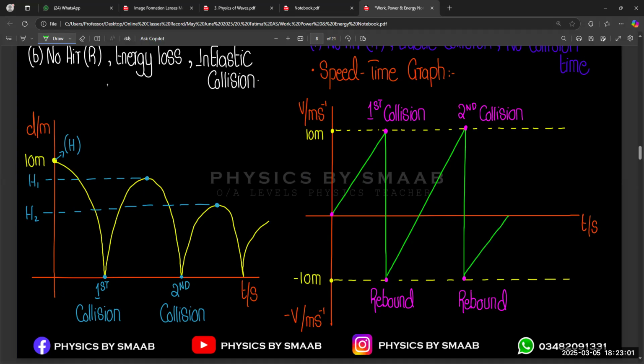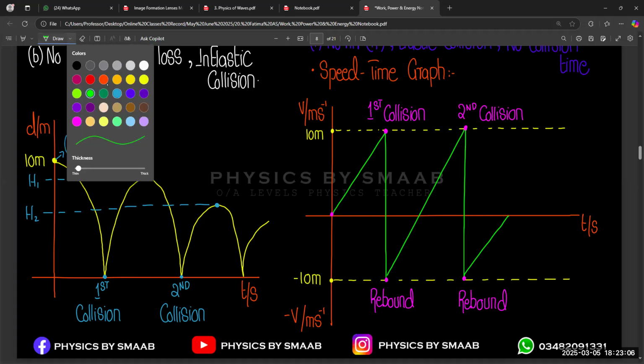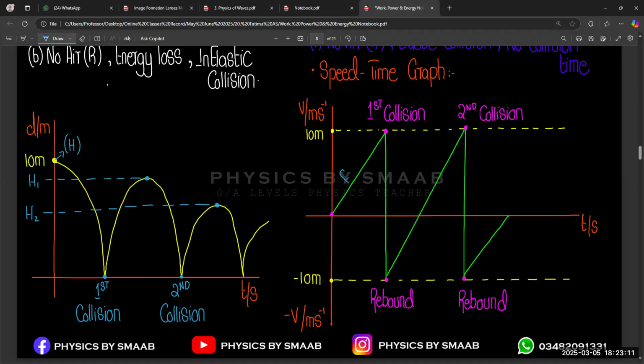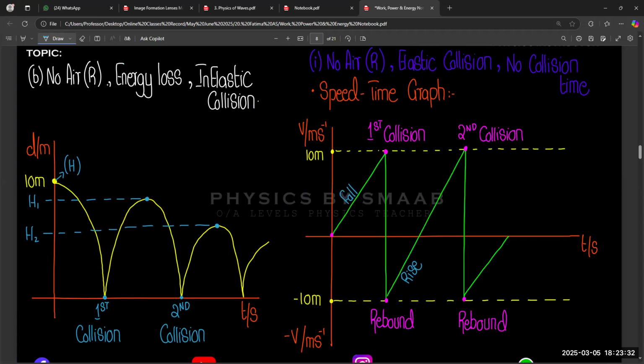And one more thing to mention: the first region represents the fall, and this one represents the rise. And if we talk about the maximum height, in this graphical representation, at what point do you think we can mark the maximum height in the graph?